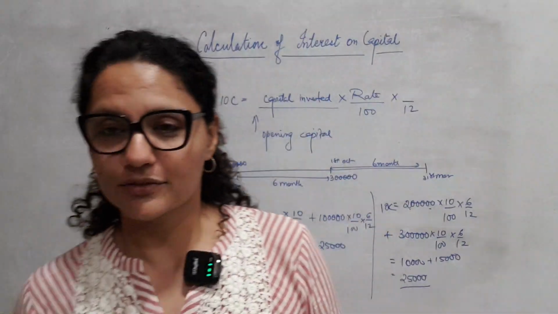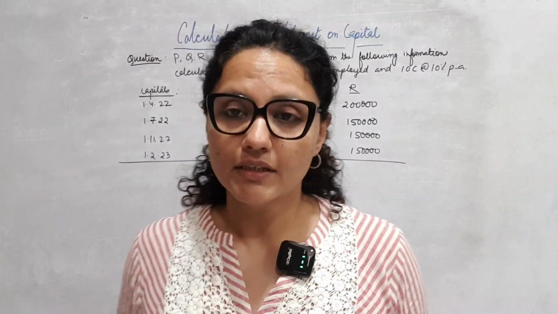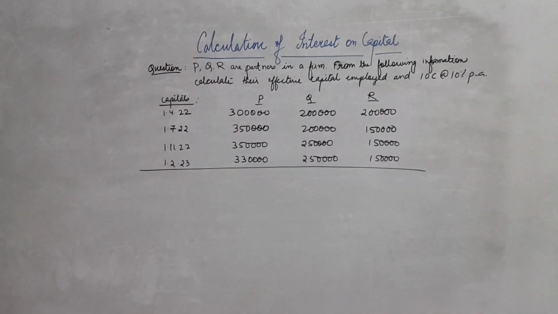So now, this is pretty basic. Let's take a sum. Let's see what the sum is saying. P, Q, R are partners in a firm. From the following information, calculate their effective capital employed and interest on capital at the rate of 10% per annum.